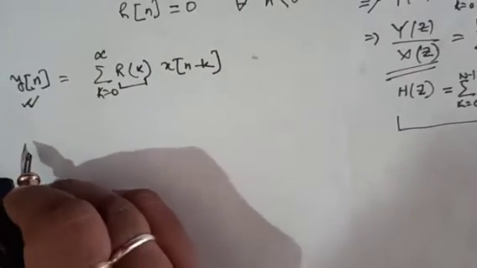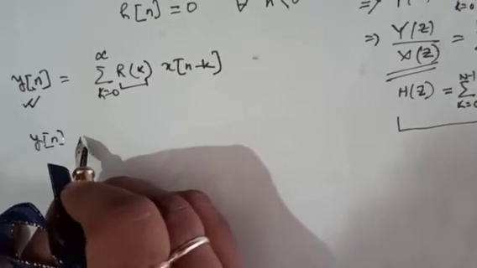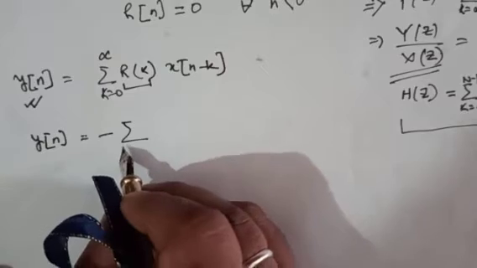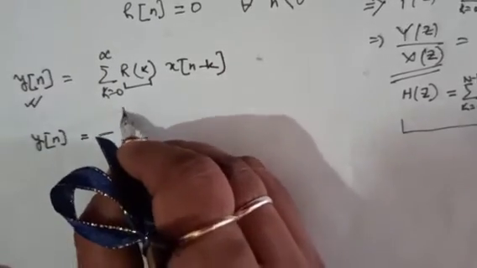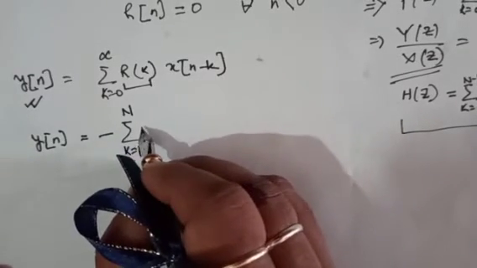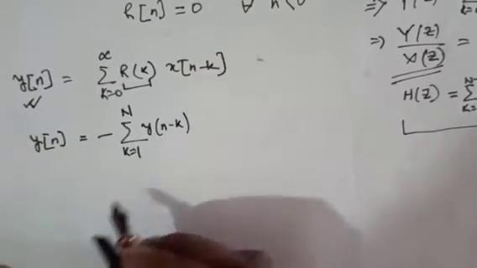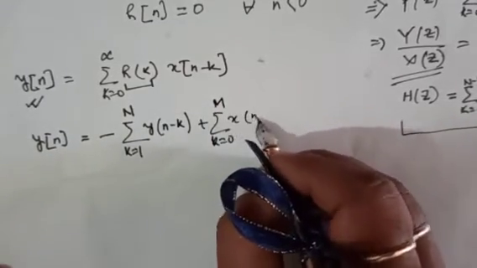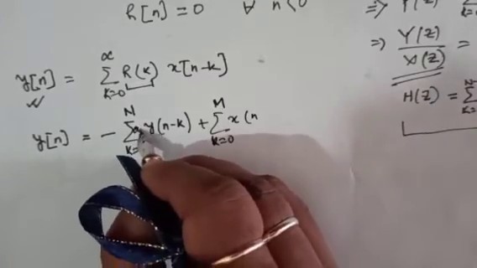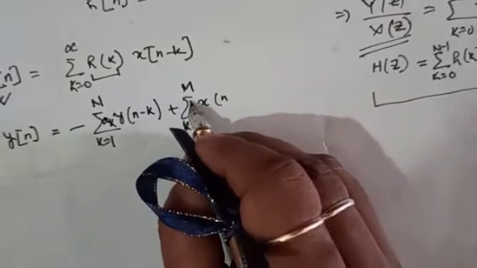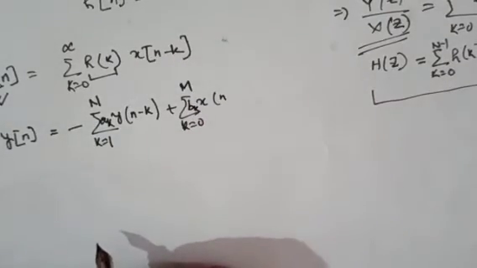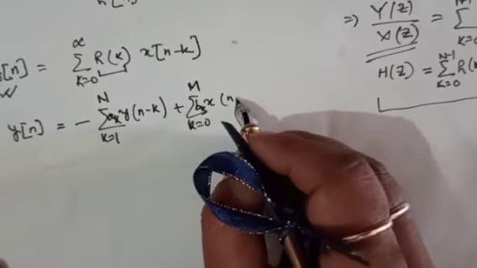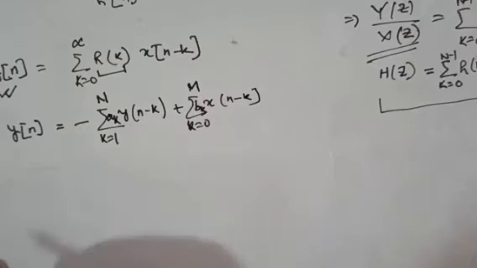So therefore what we do is represent this something like this: y of n is equal to minus summation over k equal to 1 to n of a k y of n minus k, plus summation over k 0 to m of b k x of n minus k. This equation we have already talked about. Here a k and b k are constants representing the h of k. Then it is realizable.